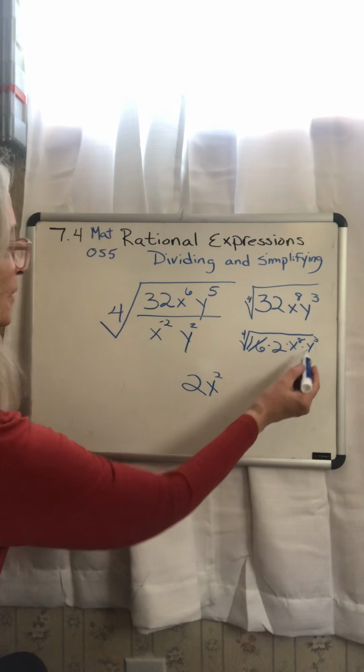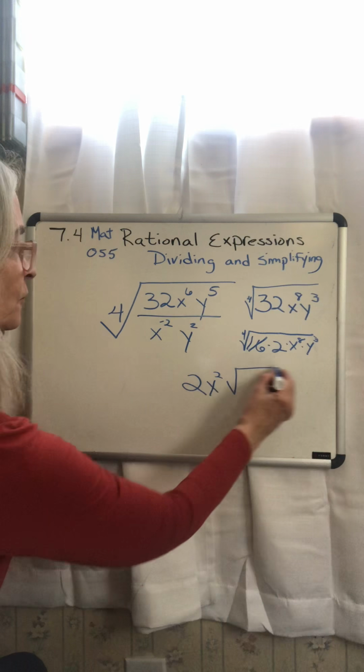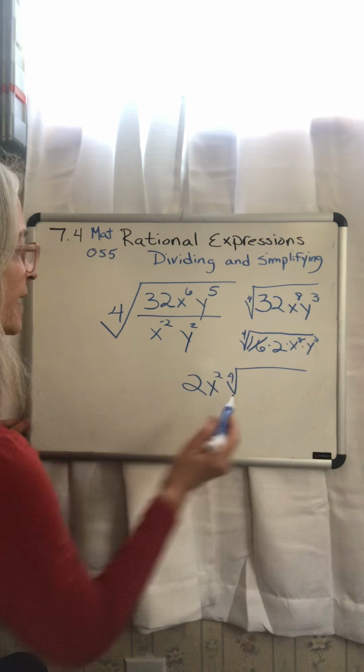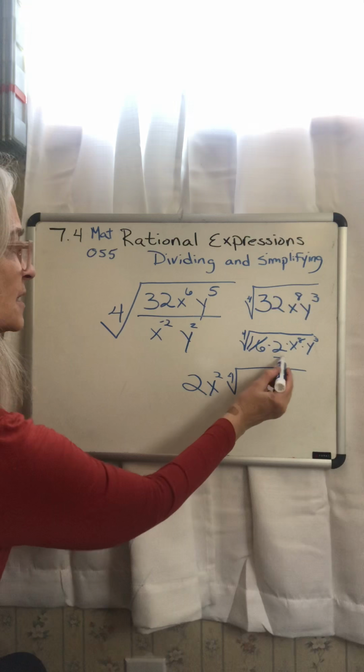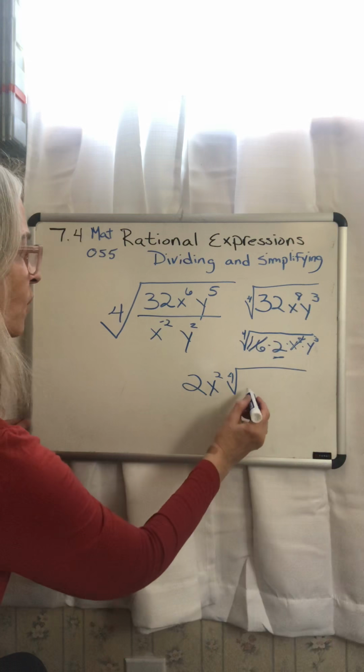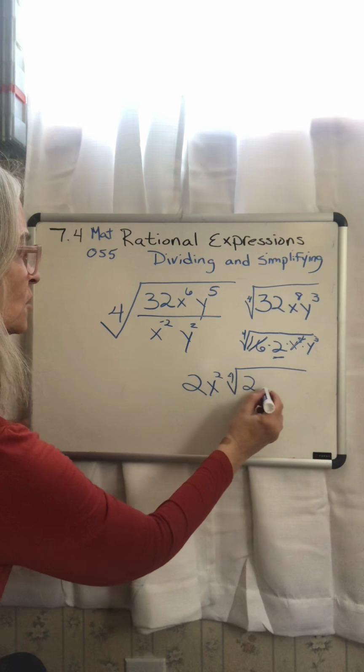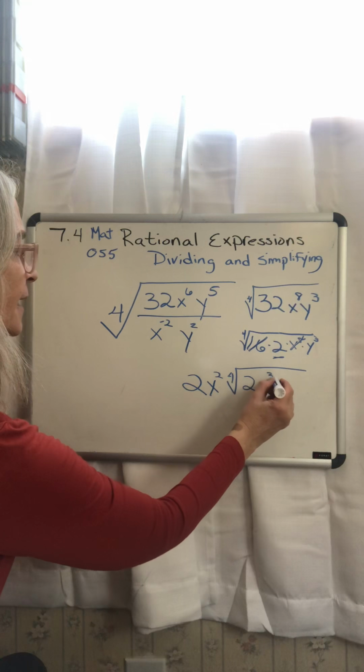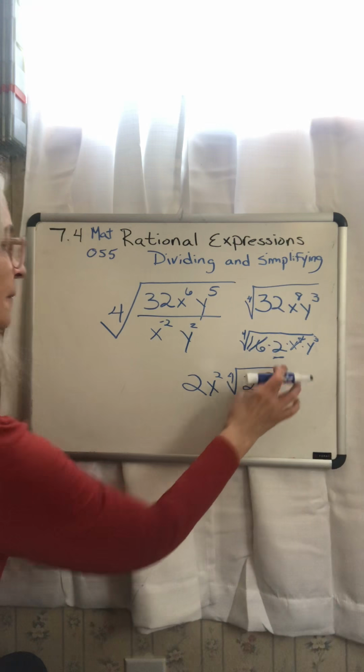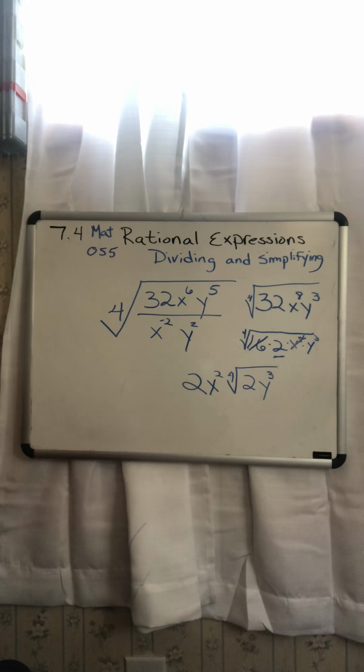And then y to the third is not a perfect root 4. So inside our radical sign then, we still have the 2, and we have y cubed. So 2y cubed. So our final answer then will be 2x squared, and then root 4, and inside the radical we have 2y cubed.